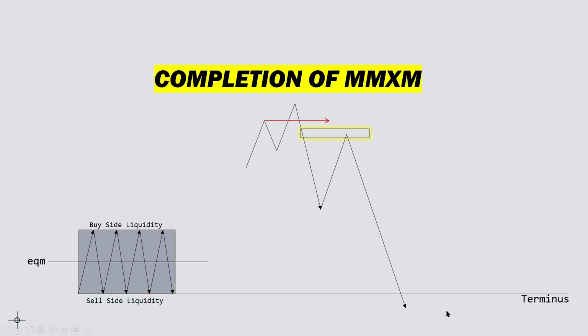It doesn't have to always go below this. And I'll go more into depth. When do I know that it's going to do that? And when do I know that it's not going to take out the original consolidation?